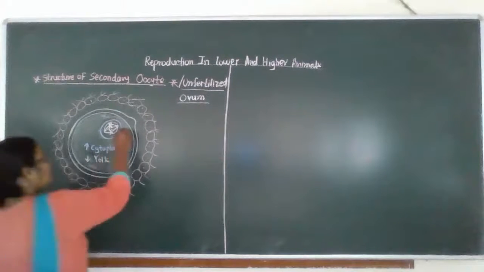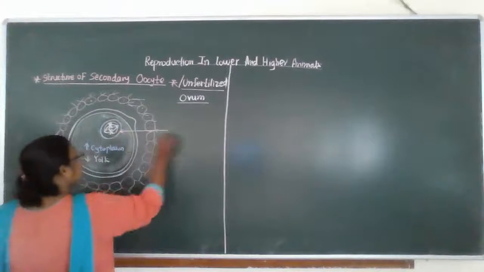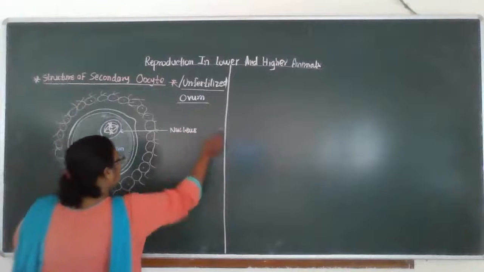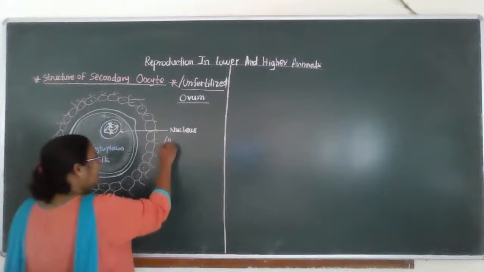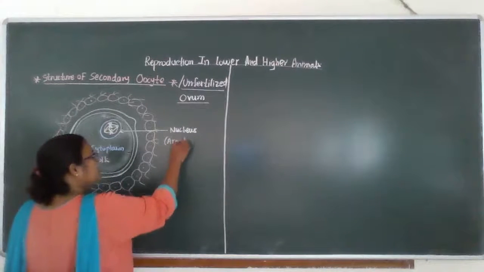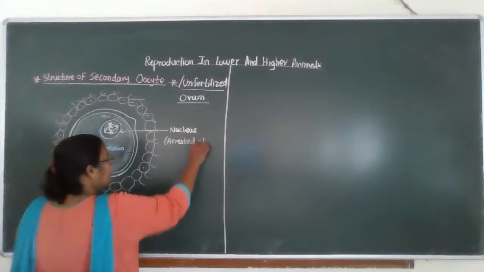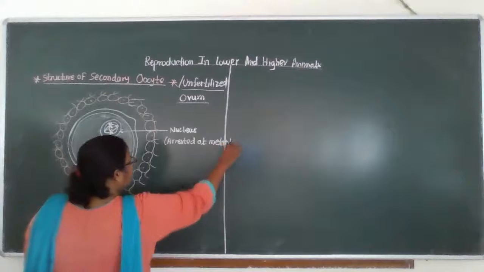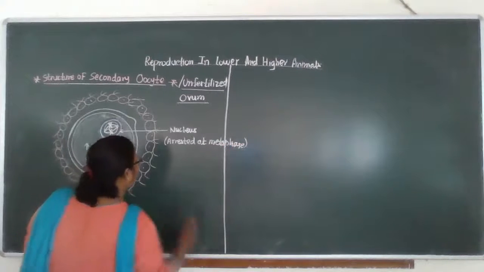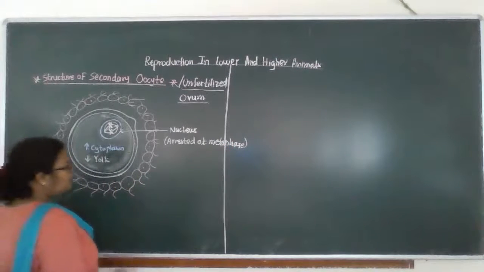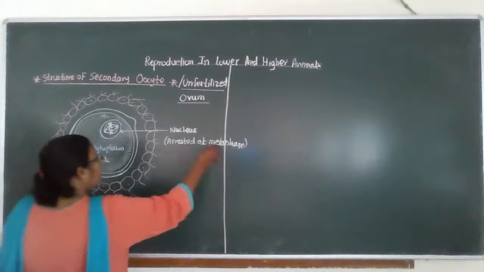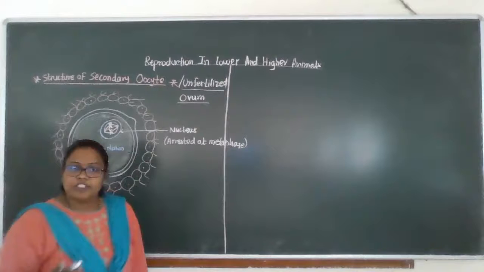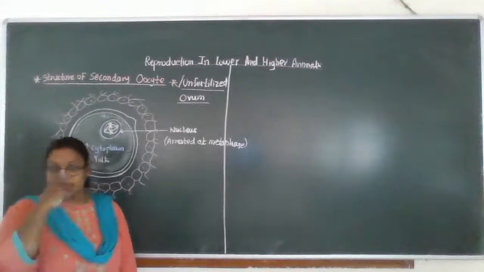So this is a nucleus. You can mention it as arrested at metaphase. So you will recall the last lecture and memorize that it is arrested at metaphase of meiosis second. Which division? Meiosis second. Clear?